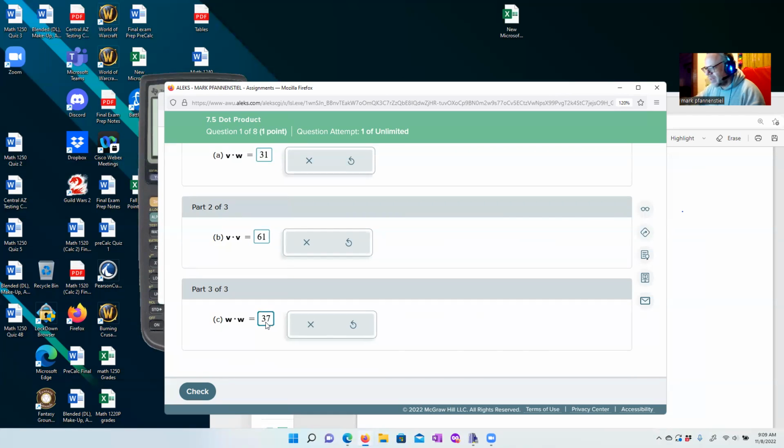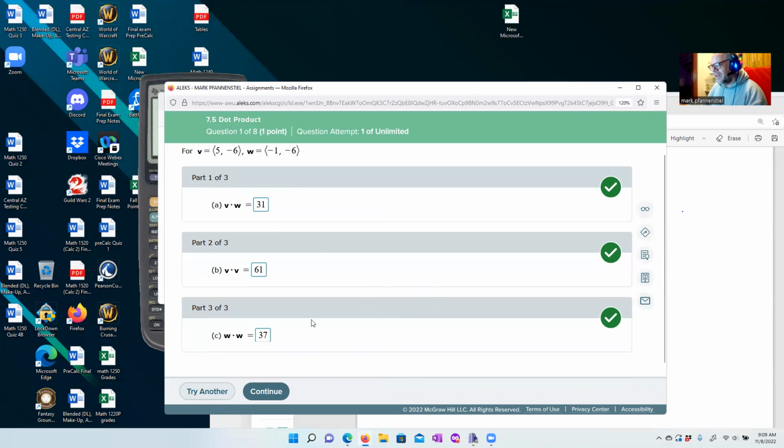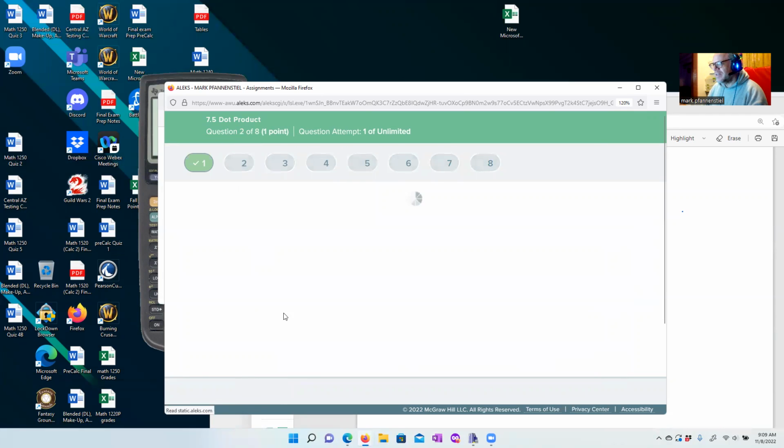So it's just a new rule to get used to. We have dot products. We'll go ahead and do the check and see if we get our green flag here. I could probably have enough time to do another one. So we're all good, and we'll continue on our way. Let's try number 2.